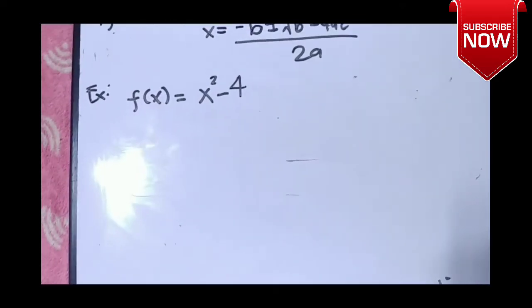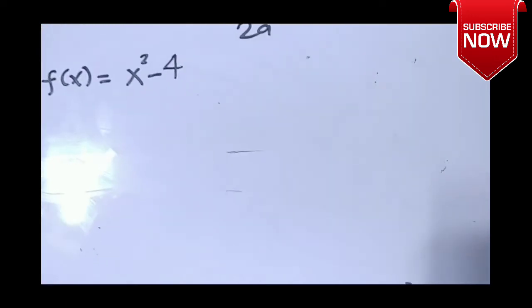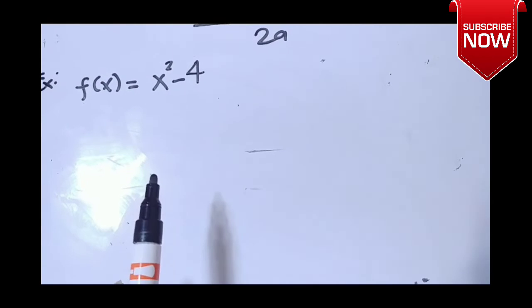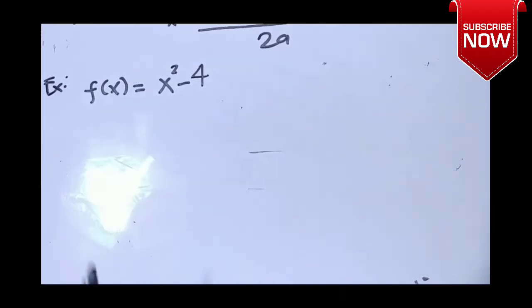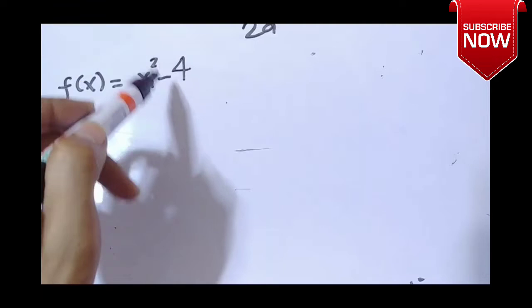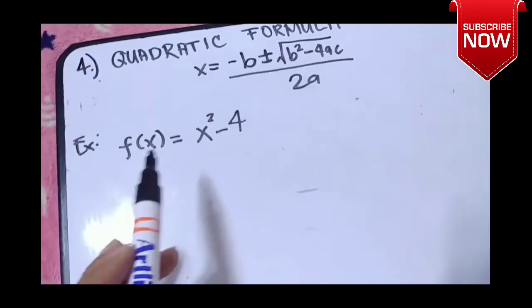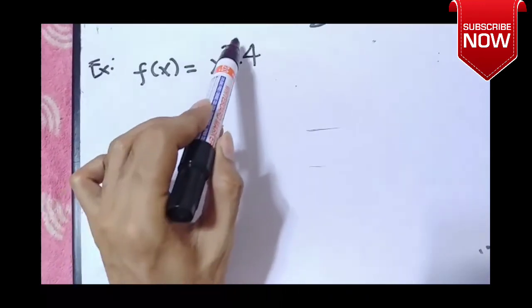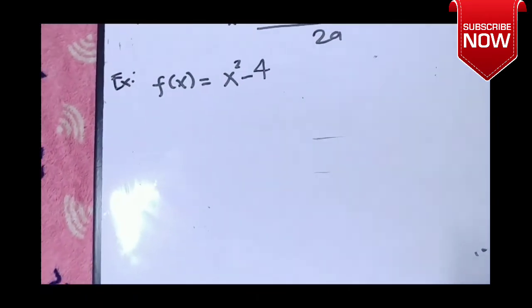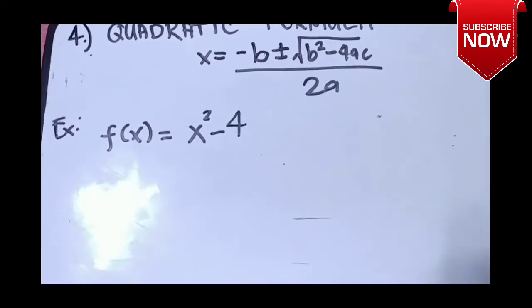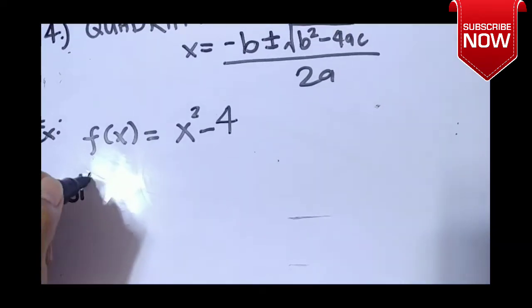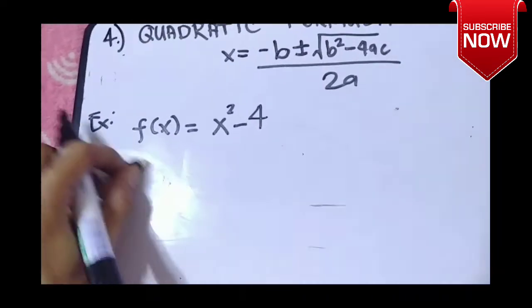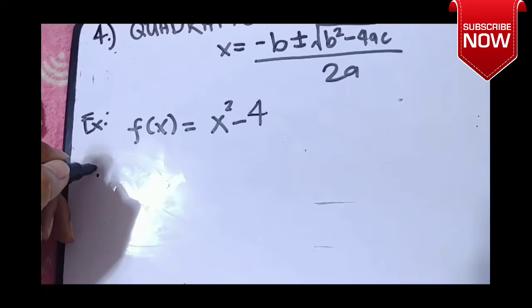Okay, so nasa sample na tayo. F of x equals x squared minus 4. Kung mapapansin nyo, ito rin yung sample natin gamit yung extracting the square root, factoring, and completing the square. So completing the square hindi natin nagamit dahil absent si linear term. So this time sa quadratic formula, kahit na absent yung linear term or kahit itong constant term pa yung absent, pwede nating masolve yung quadratic equation. Okay. So first solution, or should I say, given.